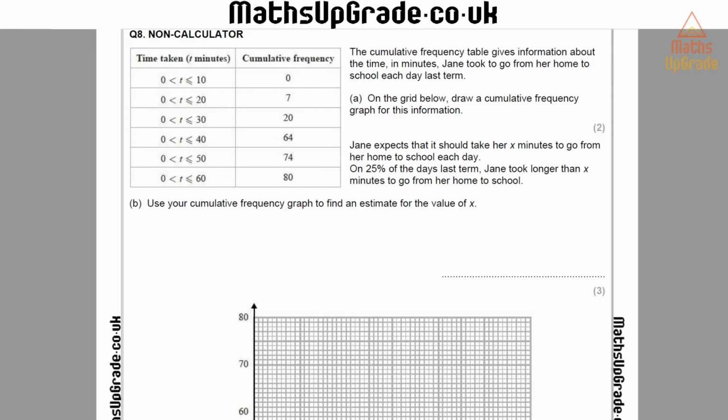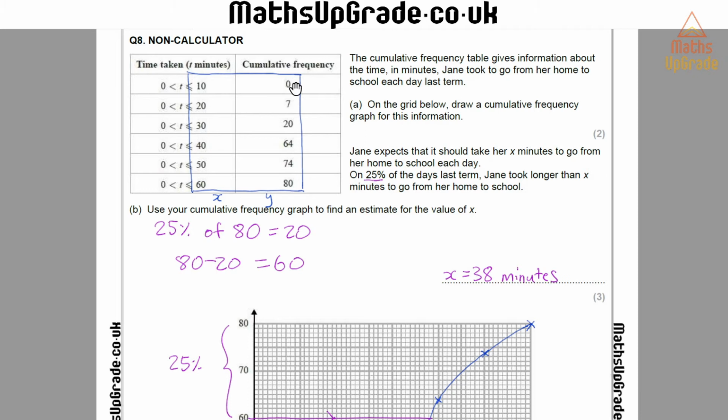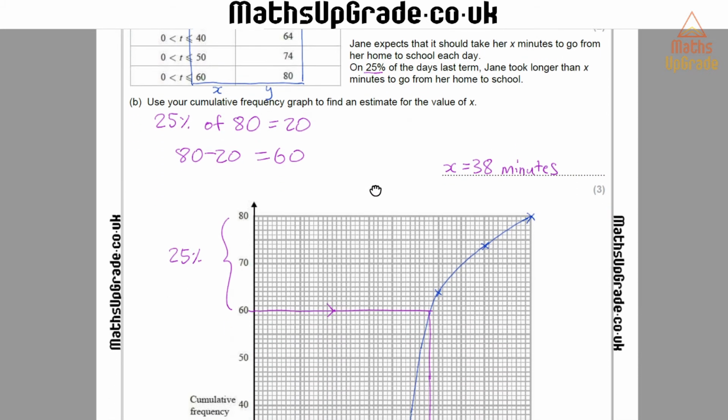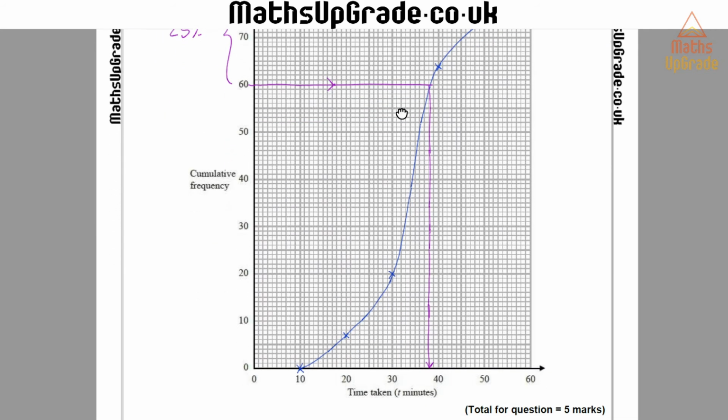In question 8, we're given the cumulative frequency table about the time it takes in minutes for Jane to go from her home to a school each day last term. So we need to draw a cumulative frequency graph for that information. So quite simply, we need to plot the cumulative frequency against the upper limit for each group here. So we'll be plotting, for example, 0 against 10, 7 against 20, and so on and so forth. So this is what the cumulative frequency graph would look like.